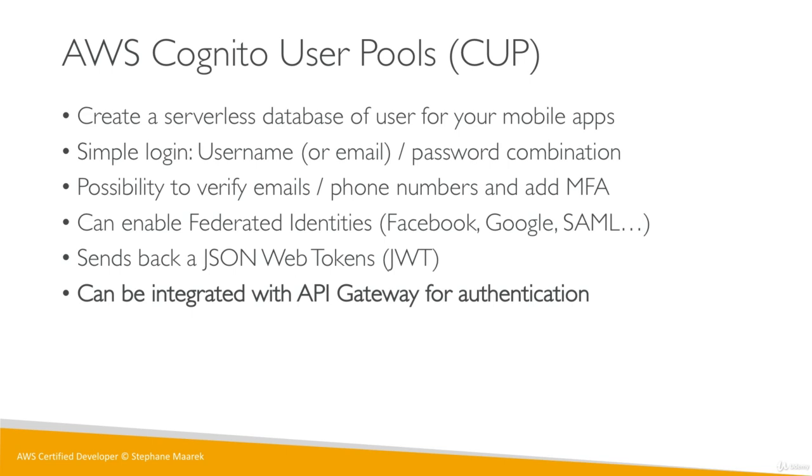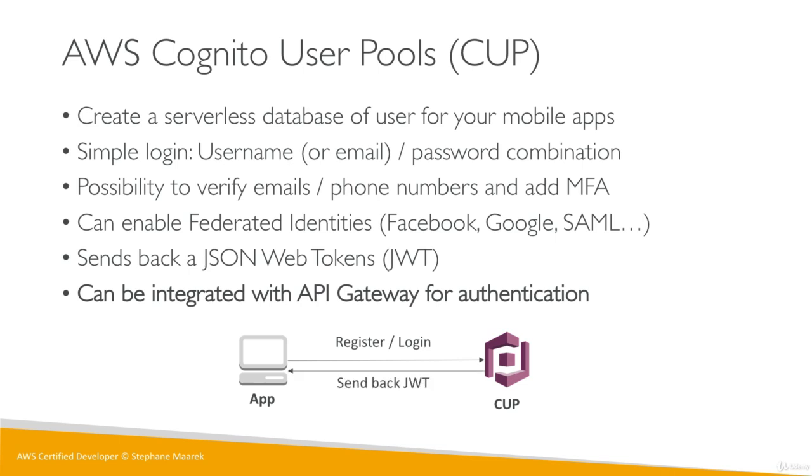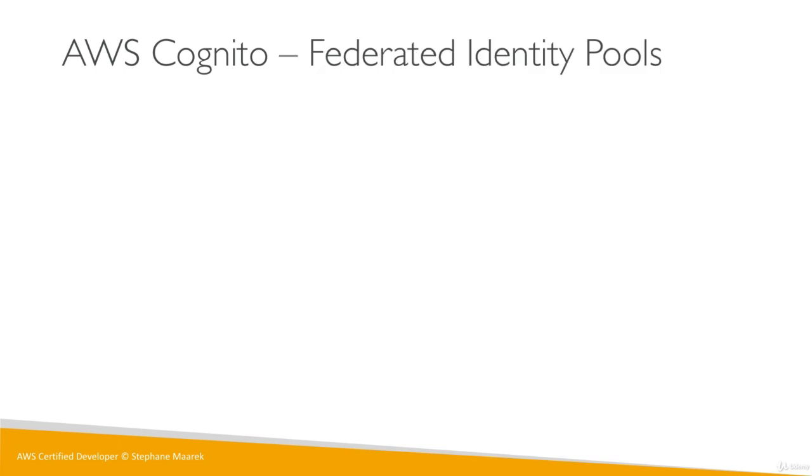So how does it look as a diagram? We have our app, and it wants to authenticate to CUP. It's going to register or log in with username and password. And CUP, after verifying the login, says, okay, here is a JWT, a JSON Web Token. Fairly easy, right? So remember, a database of users, you can have email passwords, username passwords, or you can have Facebook or Google login.